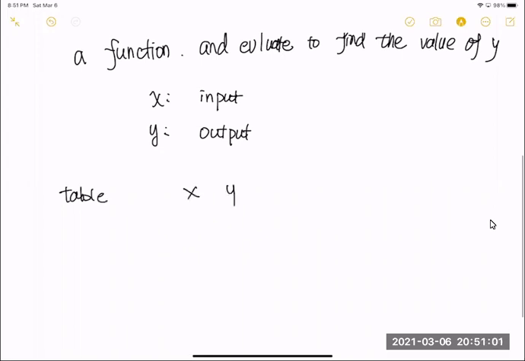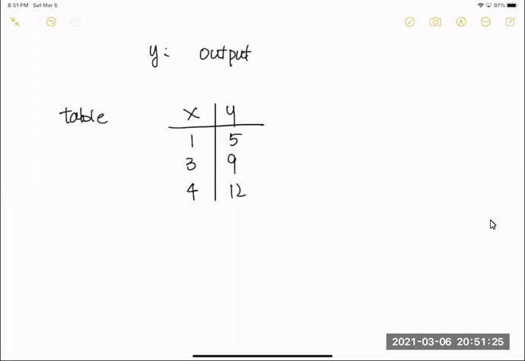We have a table of x and y. They have different values. If we put in 1 for x, the corresponding y is 5. If we put in 3, the corresponding y would be maybe 9. If we put in 4, the corresponding y would be maybe 12. Okay, so this is one way to represent a function.